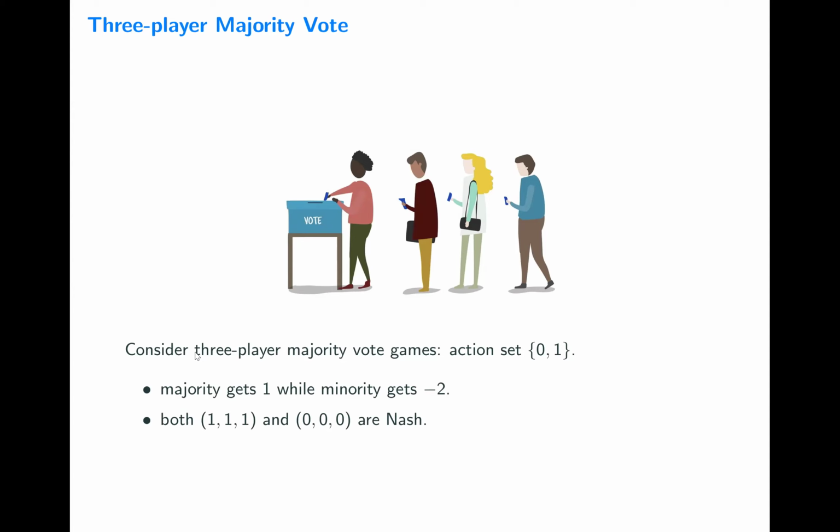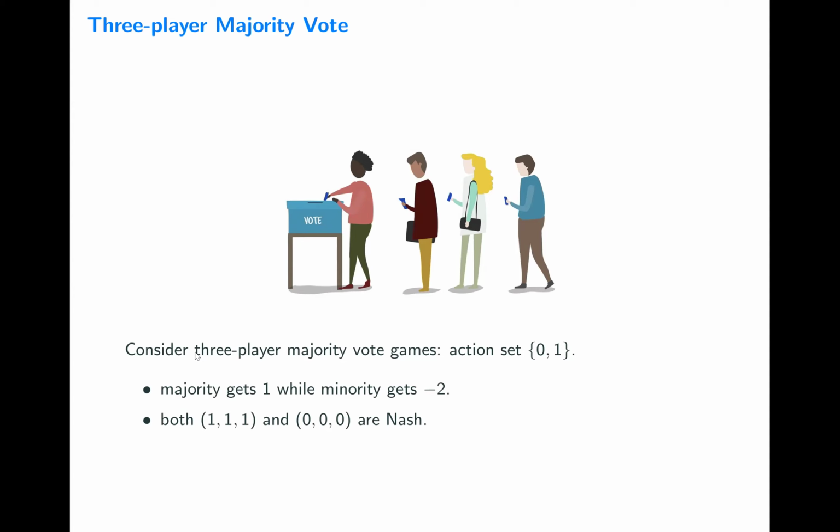So we can see for this game, both cases, where every player plays action 1 or every player plays action 0, are Nash equilibria. Because if the other two players play 1, then I have no incentive to change my action, because whenever I change my action, I'm going to lose. The same applies here.